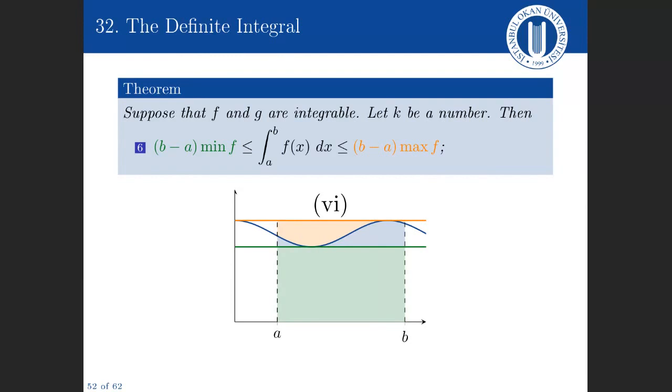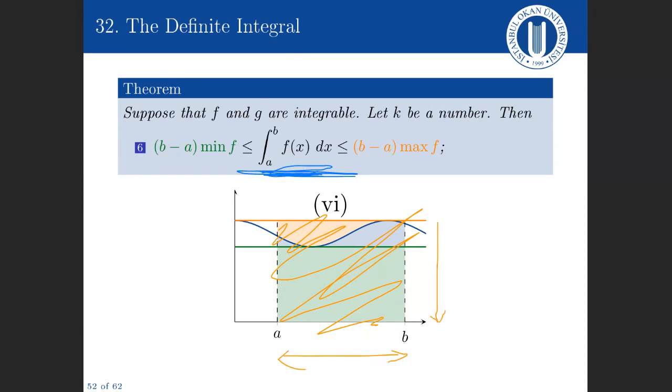Next, suppose we want to calculate some inequalities for an interval. I'm saying that this blue area, the area underneath the graph, that's the integral from a to b of f of x dx, is smaller than this orange rectangle. This orange rectangle has width b minus a, and it has height maximum of f.